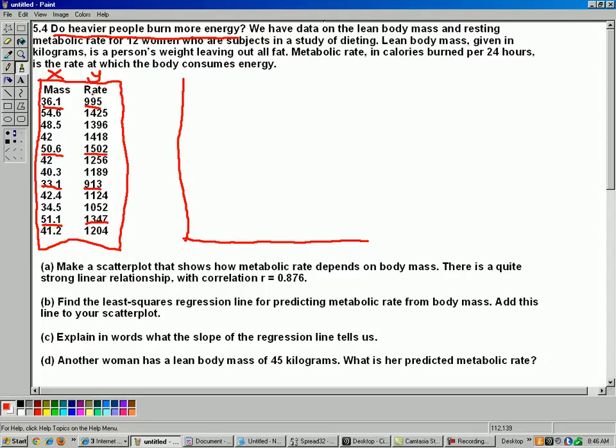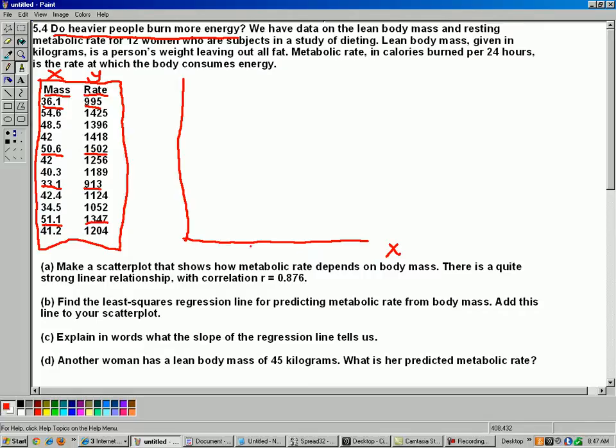Now, to decide what's x and what's y, usually the first column is x and the second column is y, but a better way to think about this is what's the explanatory variable and what's the response variable. You could think of the mass as somehow explaining what the rate is going to be. Therefore, the mass is going to be the explanatory variable.